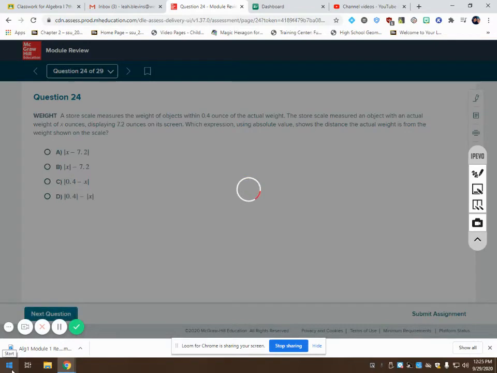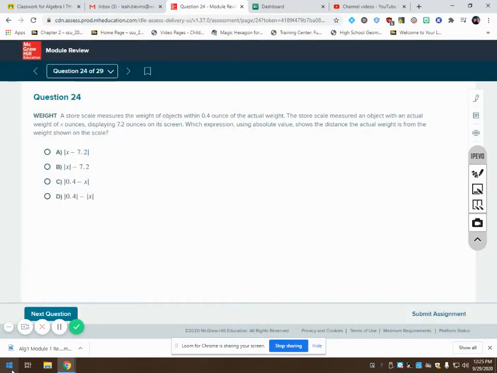Number 24 says, a store scale measures the weight of objects within 0.4 ounces of the actual weight. That's kind of useless information, really. That's just thrown in there to throw us off. The store scale measures an object with an actual weight of X ounces, displaying 7.2 ounces on its screen. Which expression, using absolute value, shows the distance the actual weight is from the weight shown on the scale?